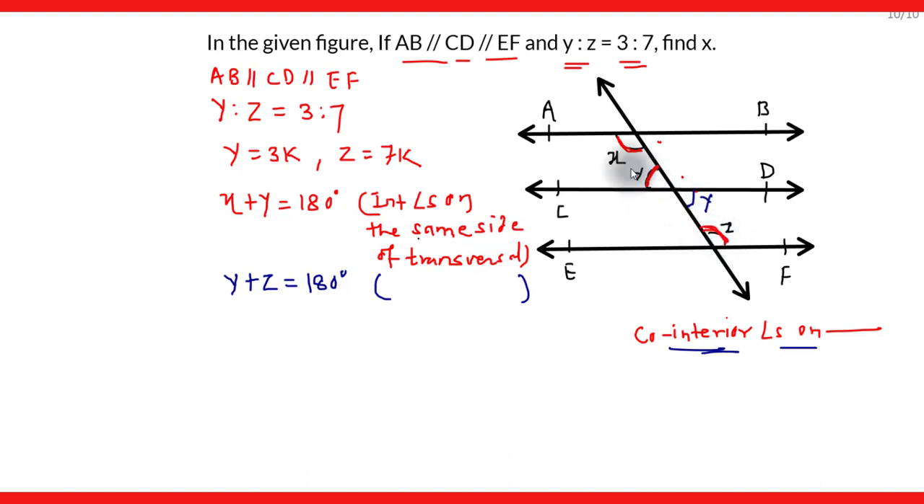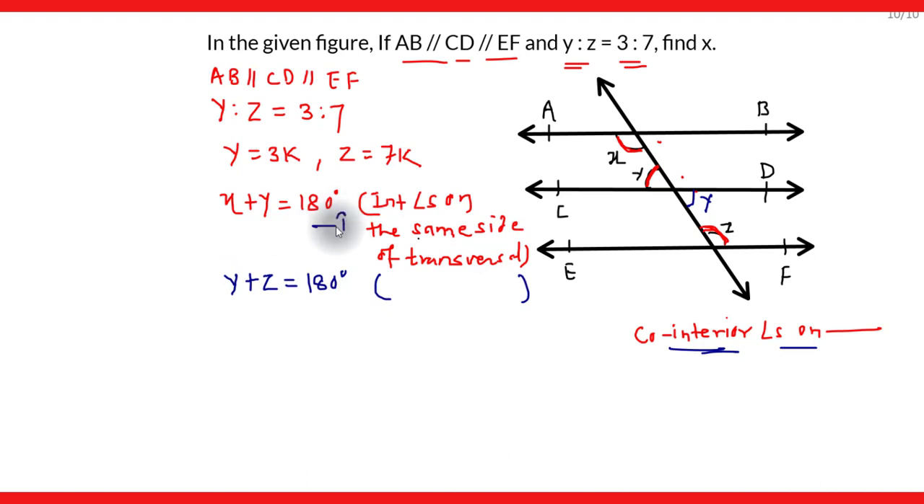If you do not remember it like this, then you can say that this is Y, then this is also Y, because of vertically opposite angles, and therefore these two are interior angles on the same side of the transversal, and therefore their sum is 180 degrees. Now X plus Y is equal to 180 degrees, Y plus Z is equal to 180 degrees.